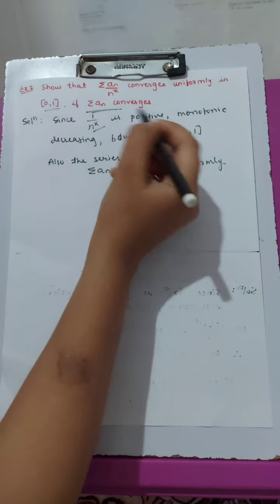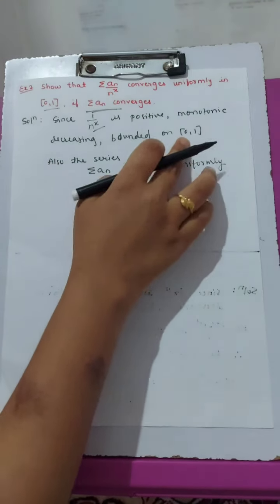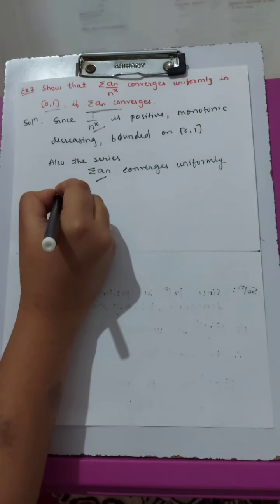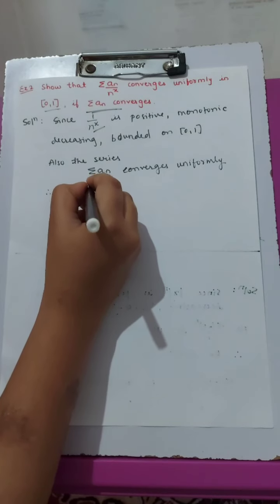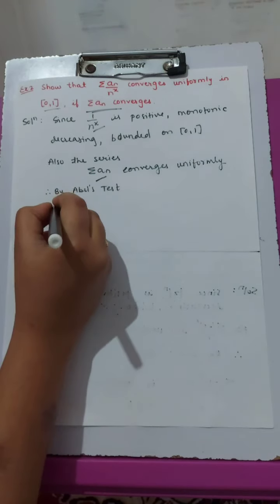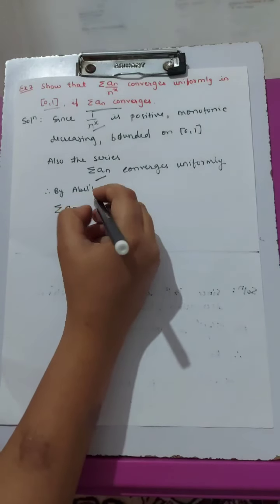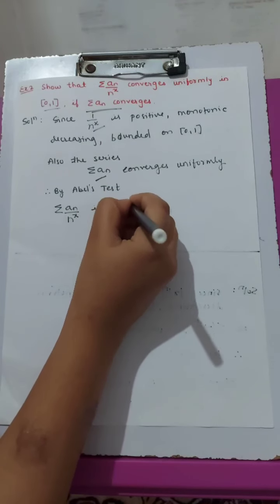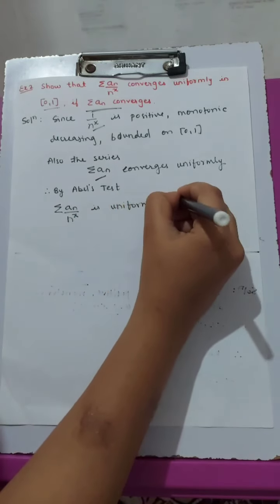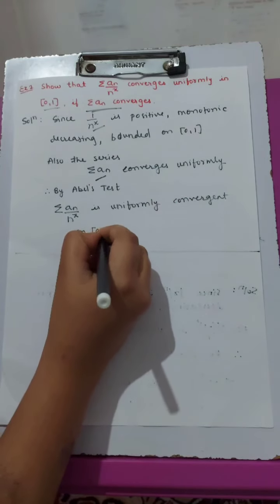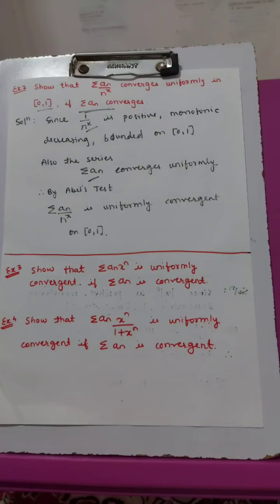Now we have a function which is positive, monotonic decreasing and bounded on the interval 0, 1, and also we have a series which converges uniformly. Therefore, by Abel's test, we can say that summation an upon n to the power x is uniformly convergent on the interval 0, 1. Here are some more examples which you can try on your own.